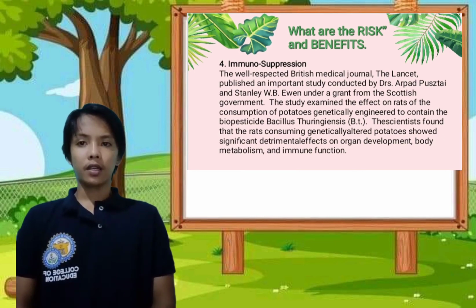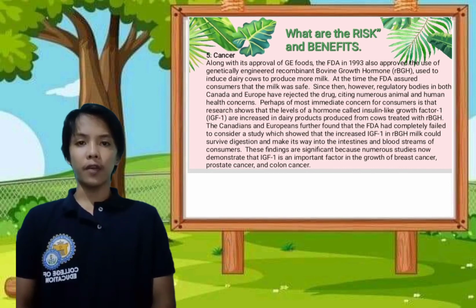Number 5, cancer. Along with its approval of GE foods, the FDA in 1993 also approved the use of genetically engineered recombinant bovine growth hormone, or rBGH, used to induce dairy cows to produce more milk. At the time, the FDA assured consumers that the milk was safe. Since then, however, regulatory bodies in both Canada and Europe have rejected the drug, citing numerous animal and human health concerns. Perhaps of immediate concern for consumers is that research shows that the levels of a hormone called insulin-like growth factor, or IGF-1, are increased in the dairy products produced from cows treated with rBGH.